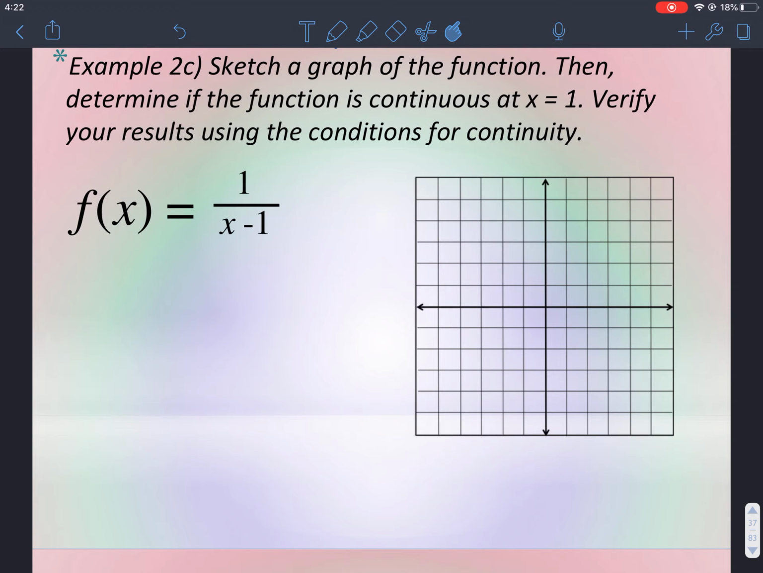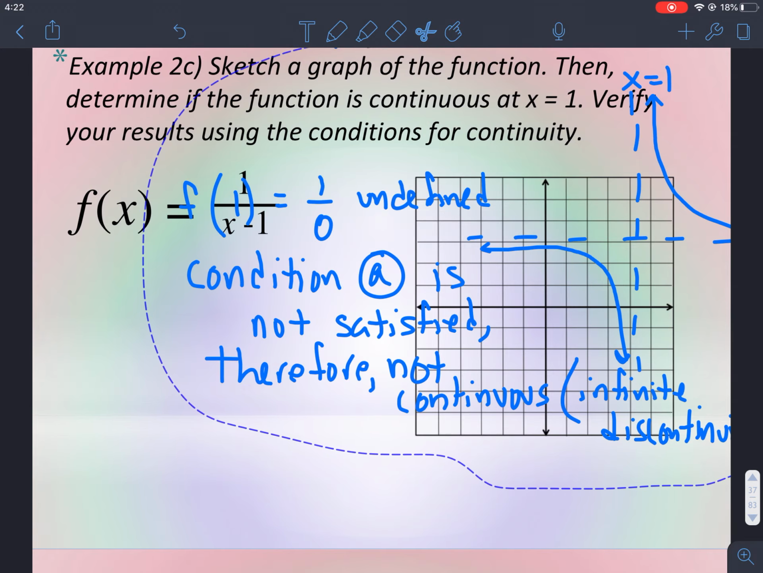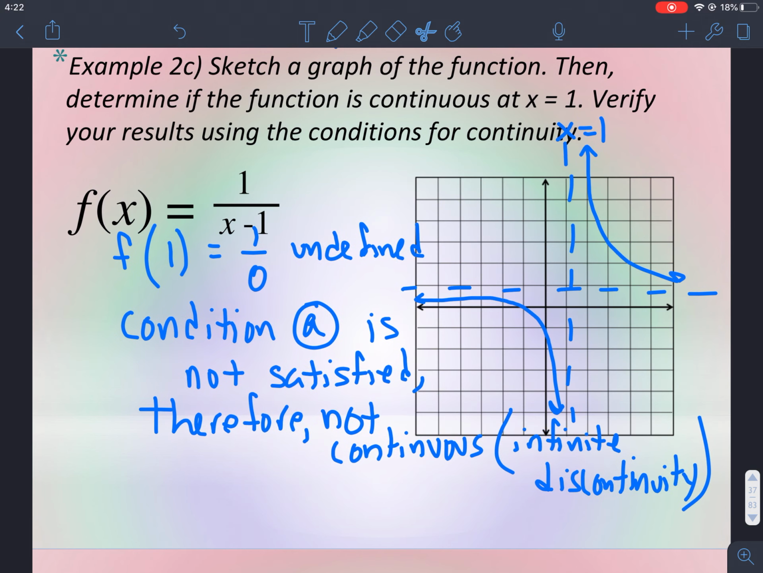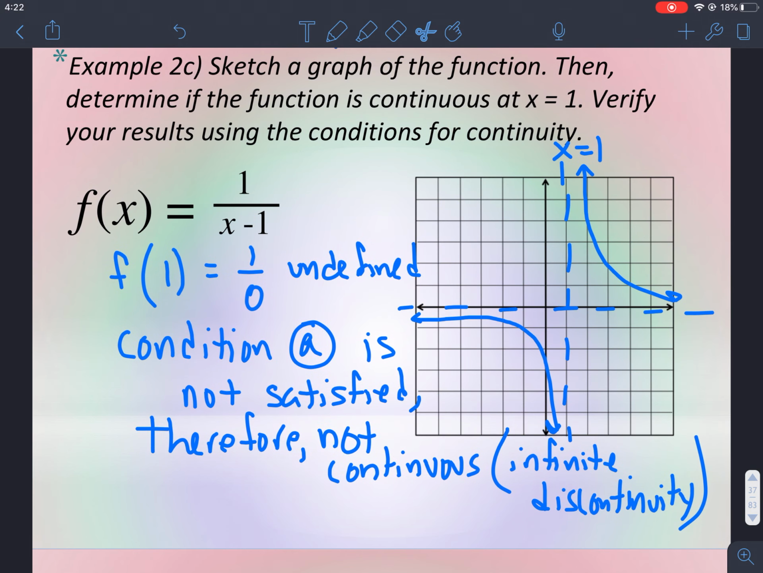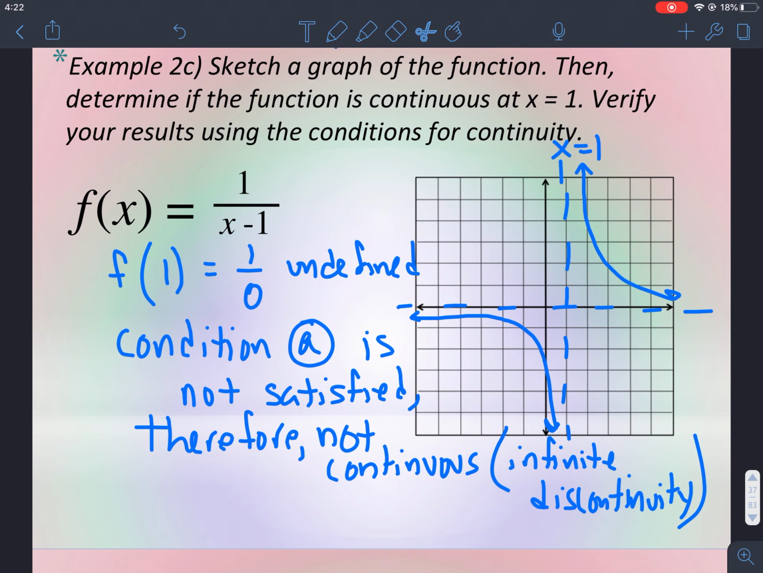All right, here we go. This function has asymptotes on the x-axis and at x equals 1. But the very first condition, A, f of 1 is undefined. So right away, we can say it's not continuous. Condition A is not satisfied, and this is an infinite discontinuity.